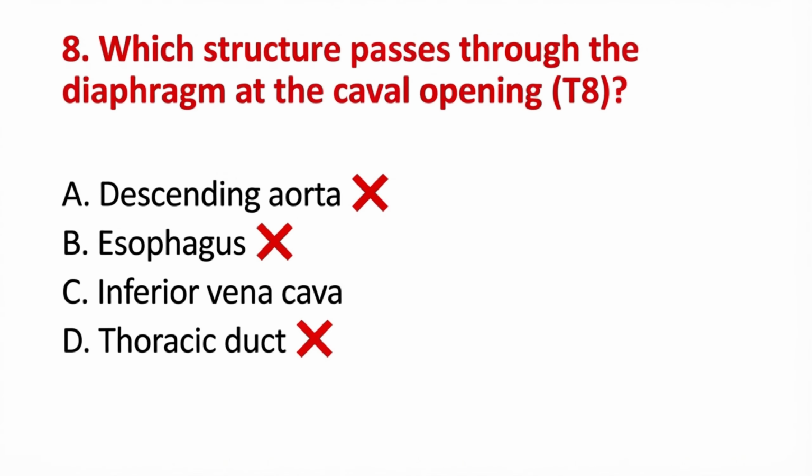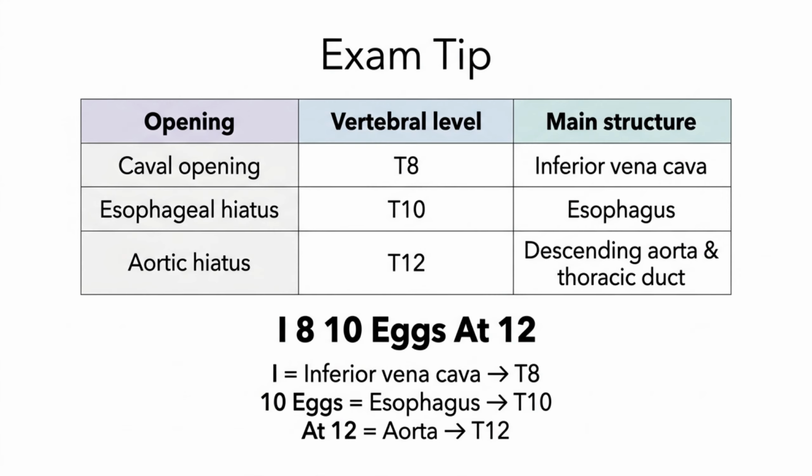Here is an exam tip. Memorize the diaphragm openings with the mnemonic: I ate 10 eggs at 12. It stands for inferior vena cava at T8, esophagus at T10, and aorta at T12. This is one of the most frequently tested anatomy facts.